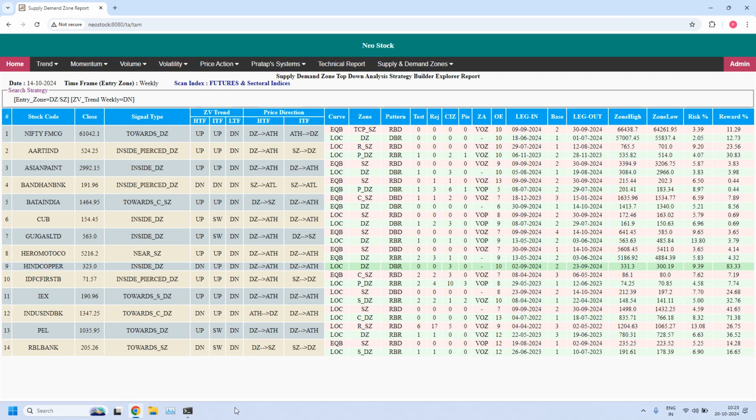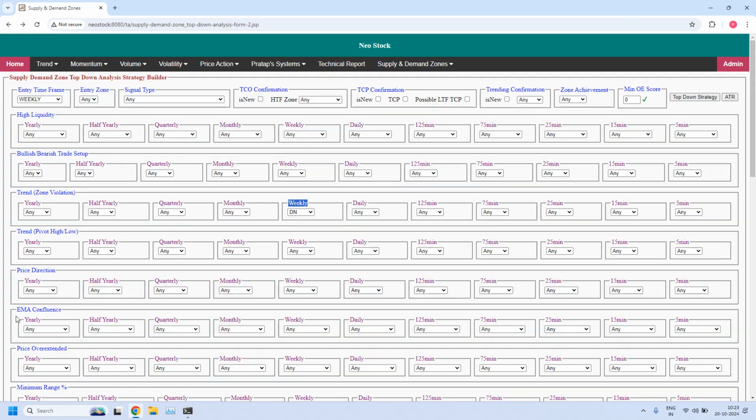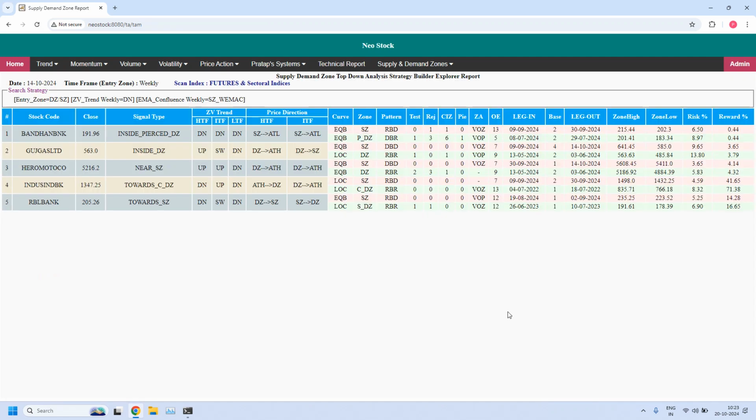Okay, next let us look for how many of these stocks are having EMA confluence, which zone? Supply zones. Because the trend is downtrend, if these weekly supply zones are having downtrend, they are probably high probability setup supported stocks. So EMA confluence and weekly time frame, I am selecting weekly supply zone with weekly EMA confluence. See here, weekly supply zone with weekly EMA confluence. With this parameter, we got 5 stocks.